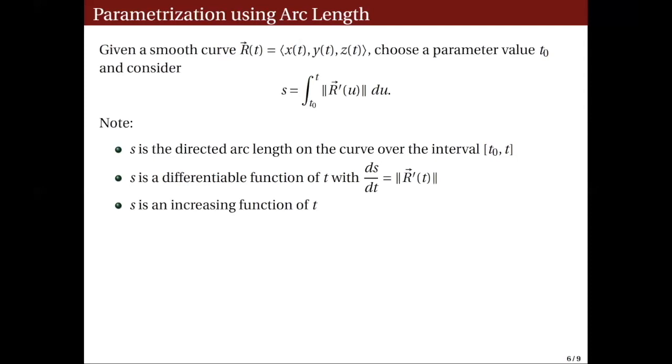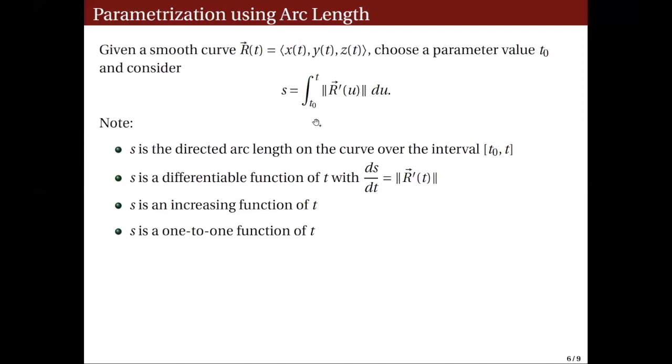And so we will have ds/dt equal to the norm of r prime of t. Furthermore, s is an increasing function of t. Because of the smoothness of the curve, the norm of r prime of t will never be equal to 0, since r prime is not the 0 vector. And because it is a norm, ds/dt is always positive. If the derivative is positive, then this must be an increasing function.